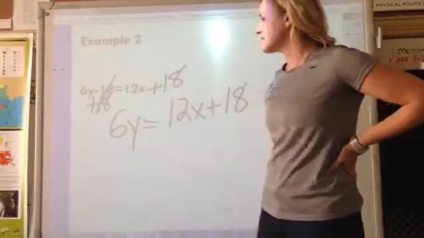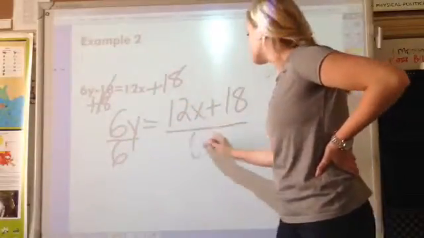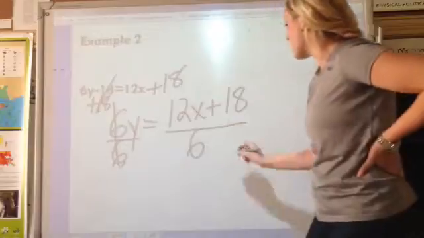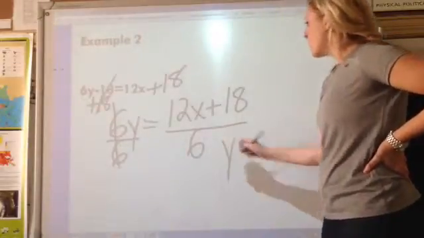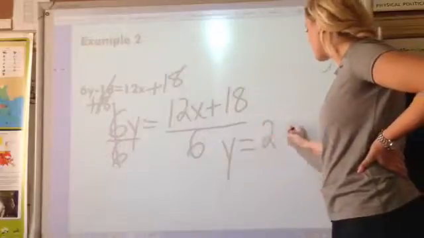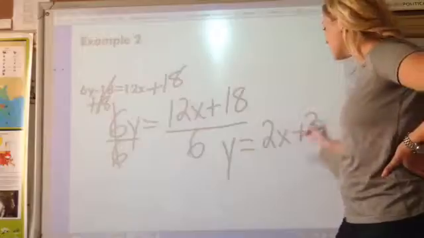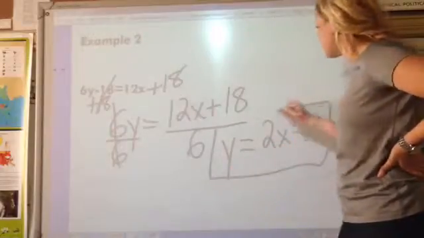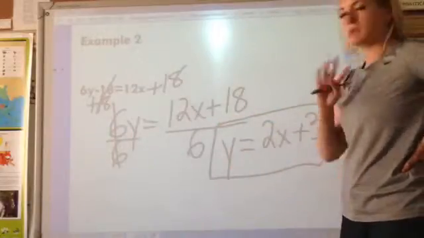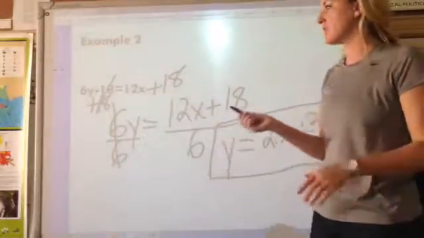y is still not isolated, so I know I'm going to have to divide by 6 on both sides. My 6s will cancel out. I'm left with y equals 12x divided by 6, which is going to leave me with 2x. And then 18 divided by 6 is going to leave me with a positive 3. Since my equation is now in slope-intercept form, I'm good to go. We're going to work on graphing these later, but I really want us to get down this converting part.